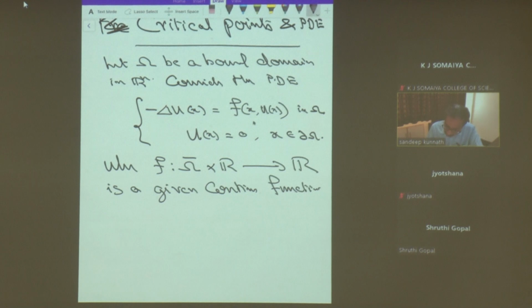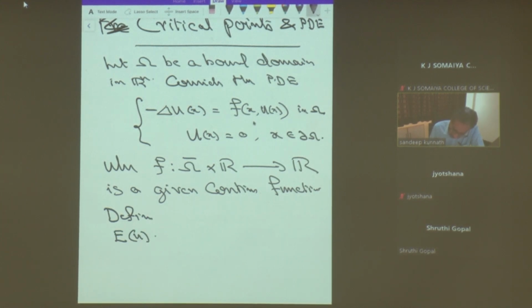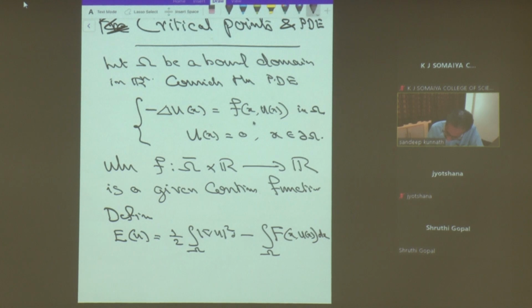Define E of u. The first term will be exactly the same, half of the integral over omega of the gradient of u squared, minus the second one, the integral over omega of capital F of x, u of x, dx. Here also it is dx.